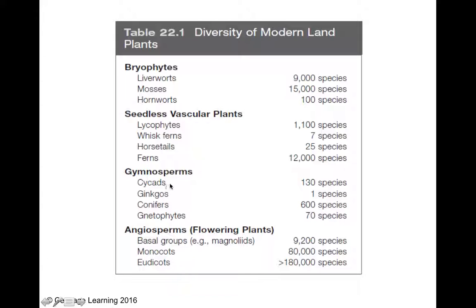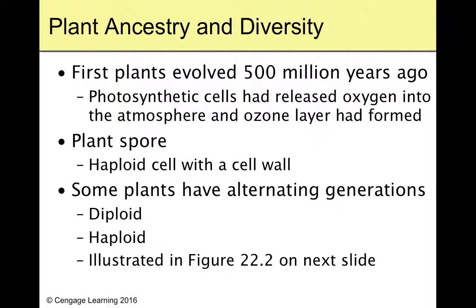Then gymnosperms, cycads, just think dinosaurs. That's what those kind of look like. Ginkgo trees, only 1 living species today. Conifers, your pine trees and your spruce trees, and 600 species of that stuff. Gnetophytes, only 70 species, and those are some weird little plants. And then angiosperms are plants that produce flowers. And so then we have our basal groups of 9,000, and then our monocots and our dicots at 80,000, and more than 180,000. And this is basically a lot of the stuff you're going to buy in bouquets of flowers and that kind of stuff. So that's what that looks like.